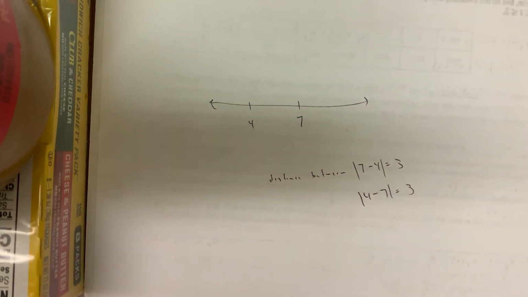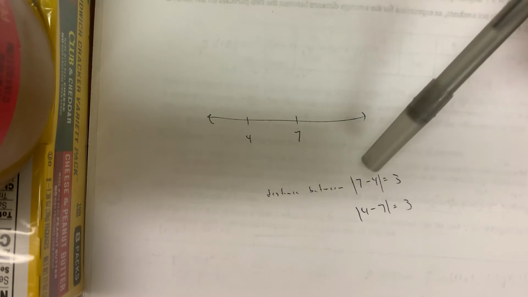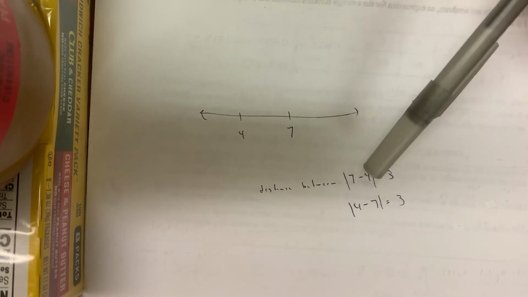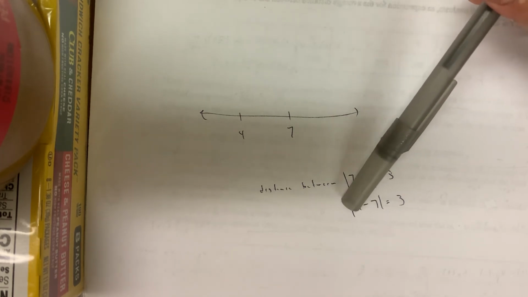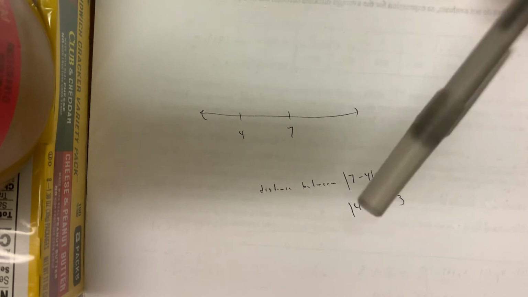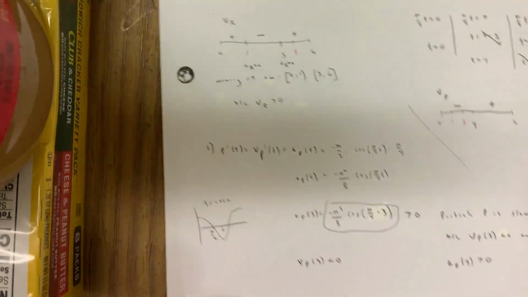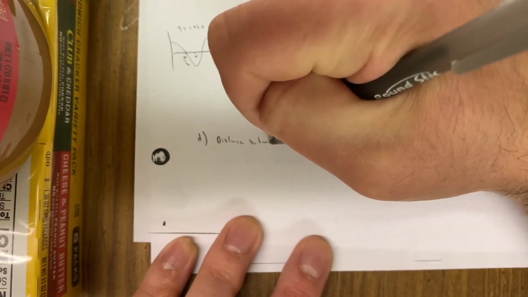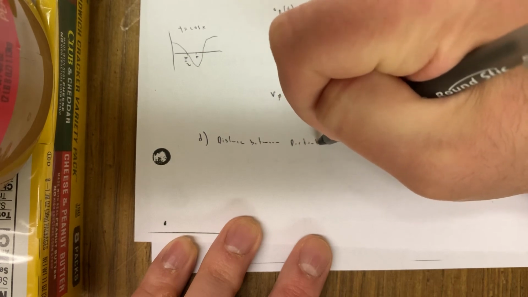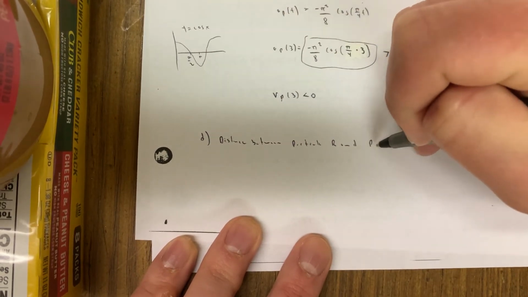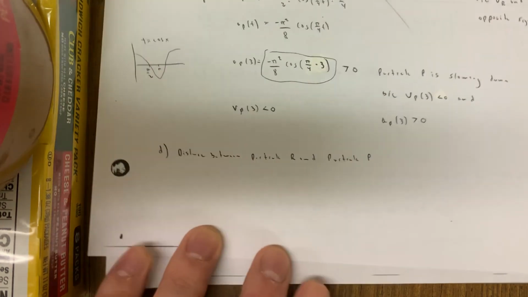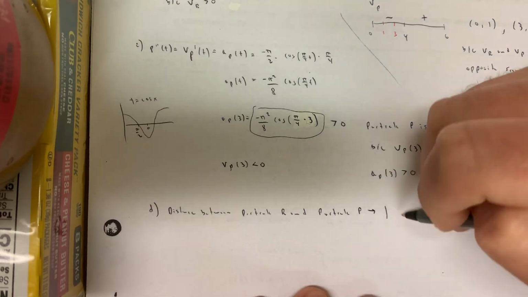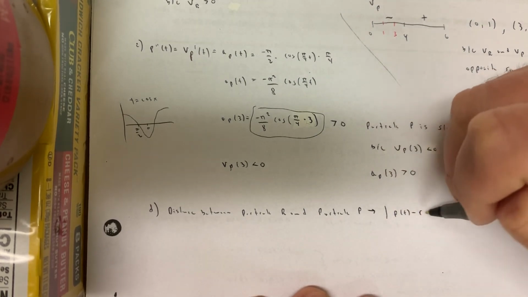So believe it or not, if you want the distance between any two positions, subtract the positions, put an absolute value around it. Because sometimes the position of one particle is going to be greater than the position of the other particle, but sometimes the position of that first particle is going to be less than the position of the other particle. It's going to change from time t to time t. So if you actually want to know the distance between particle R and particle P, that means you're just going to subtract the two positions and put an absolute value. So absolute value P of t minus R of t.